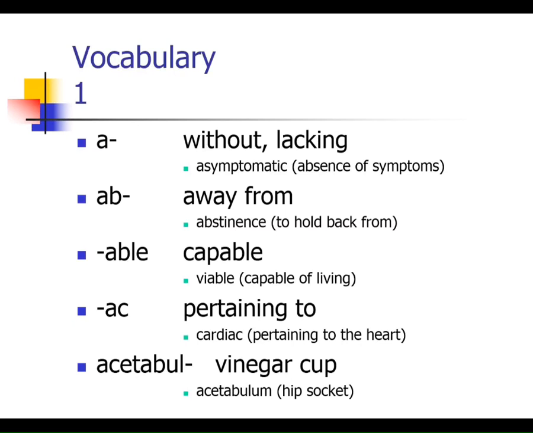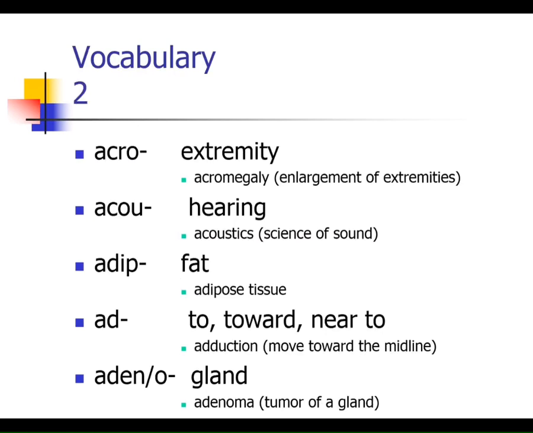You'll be good. Acro, extremity. Shrek, right? Andre the Giant and Shrek have this weird condition called acromegaly. They have enlargement of their extremities, the big face, the big hands. Acro means extremity. Megaly means enlargement. Don't worry about this, acromegaly, but if that makes sense to you, fantastic, it'll help you. Just know acro means extremity. Acou, like acoustics, hearing. Adip, adipose, another word for fat.